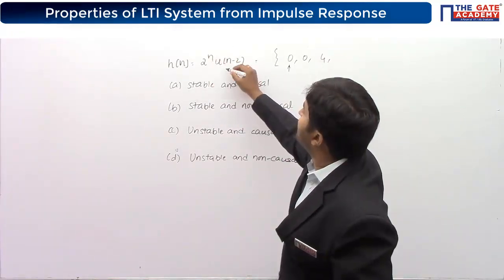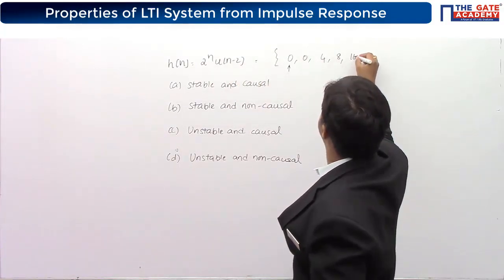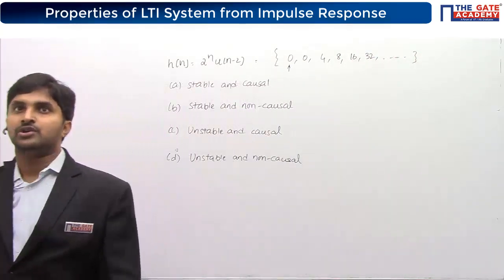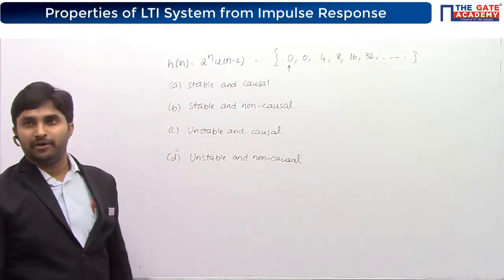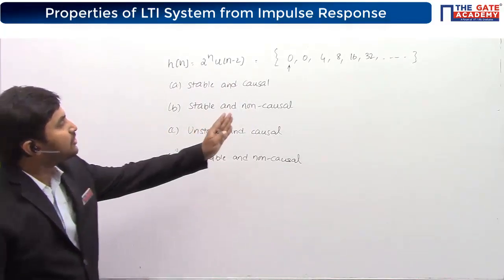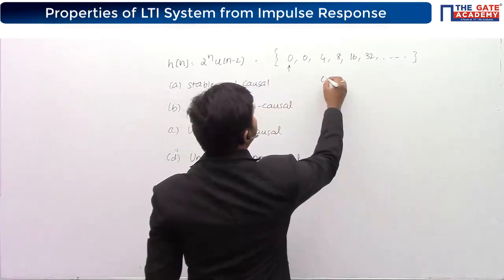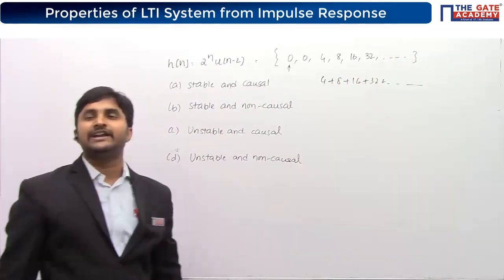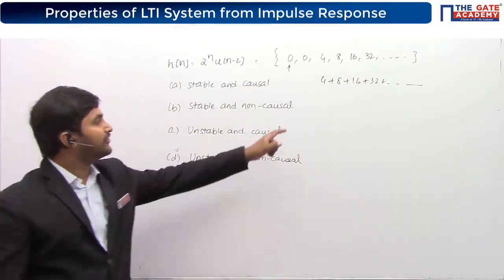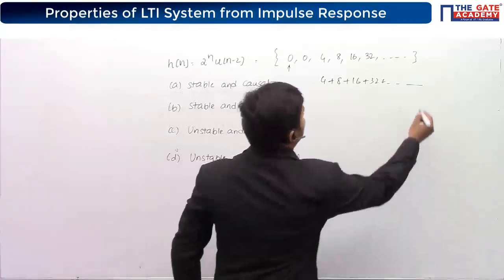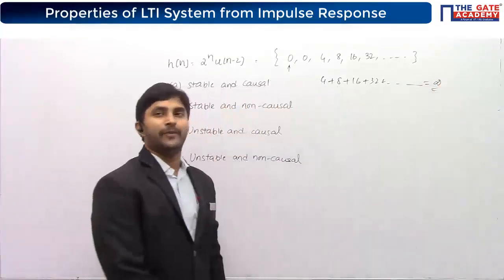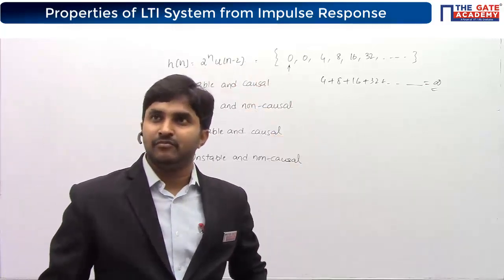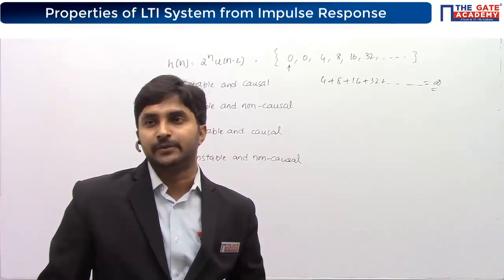n equal to 3, 2 power 3, 8, 16, 32 and so on. So 4, 8, 16, 32 and so on. If I add all of these, 4 plus 8 plus 16 plus 32 plus so on, do you think it is going to be finite? If you add all of them, this is going to touch infinity. It means that h of n is not going to satisfy the absolute integrability.